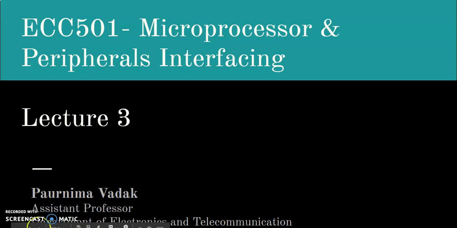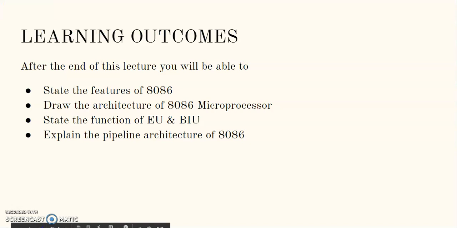This lecture is basically aimed at studying the architecture of 8086 microprocessor. So the learning outcomes of this lecture are, at the end of this module, you will be able to state the features of 8086 microprocessor, draw its architecture, and state the function of execution unit and bus interface unit within the architecture, and explain the pipeline architecture of 8086 microprocessor. So let us start.